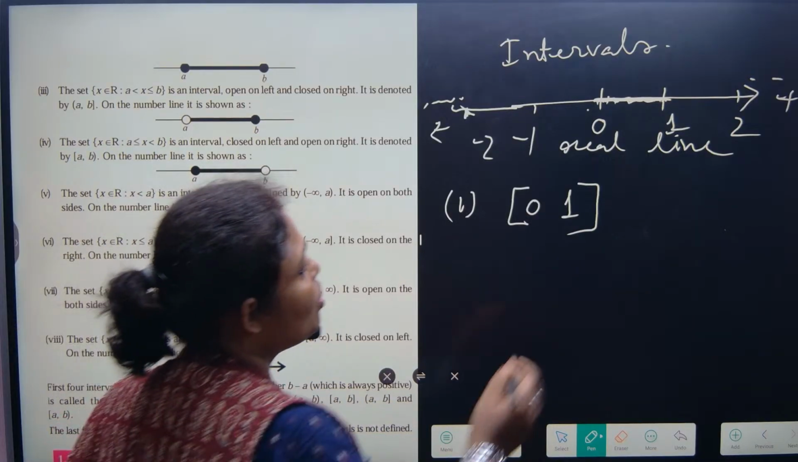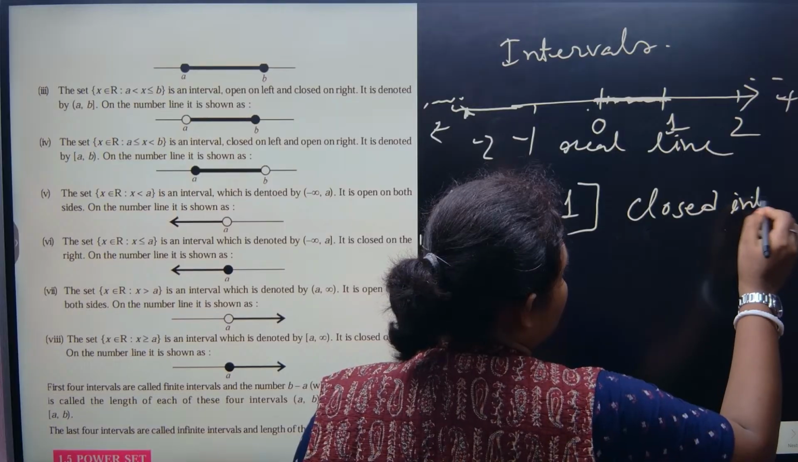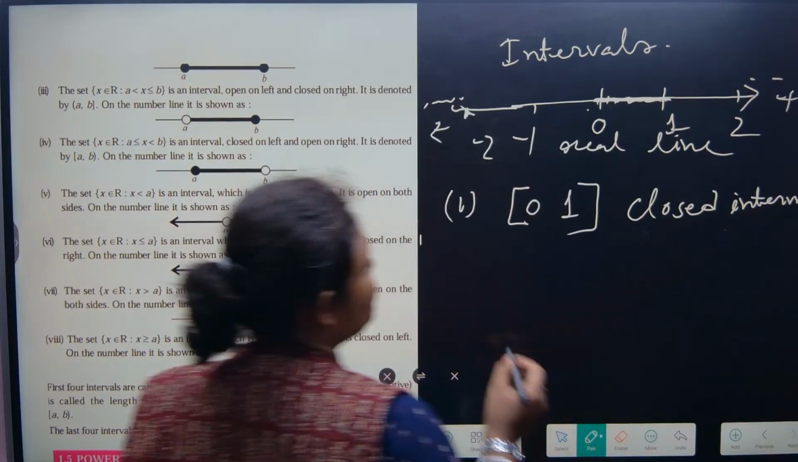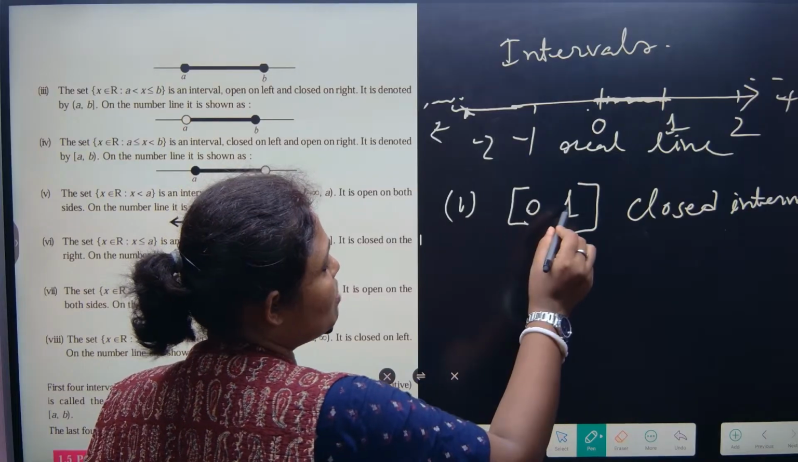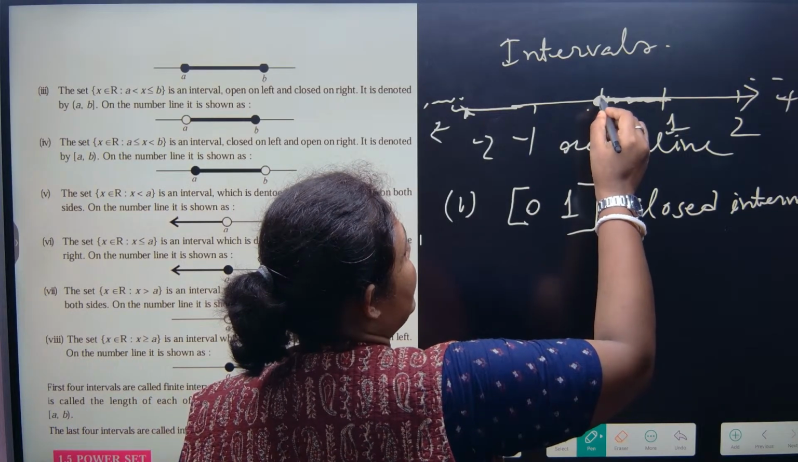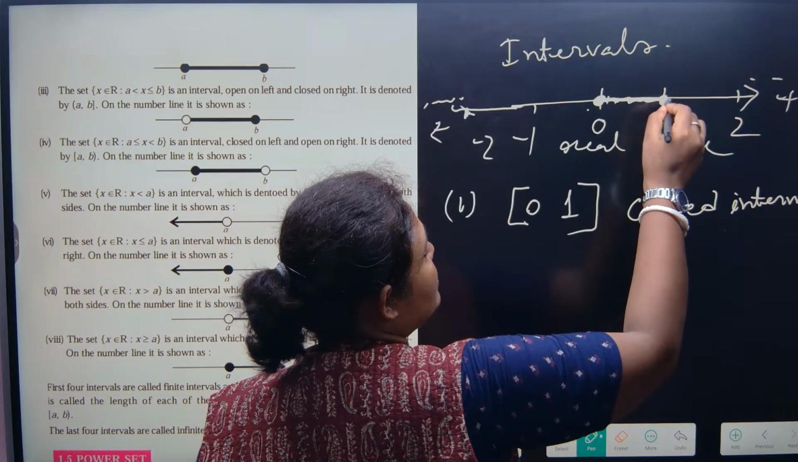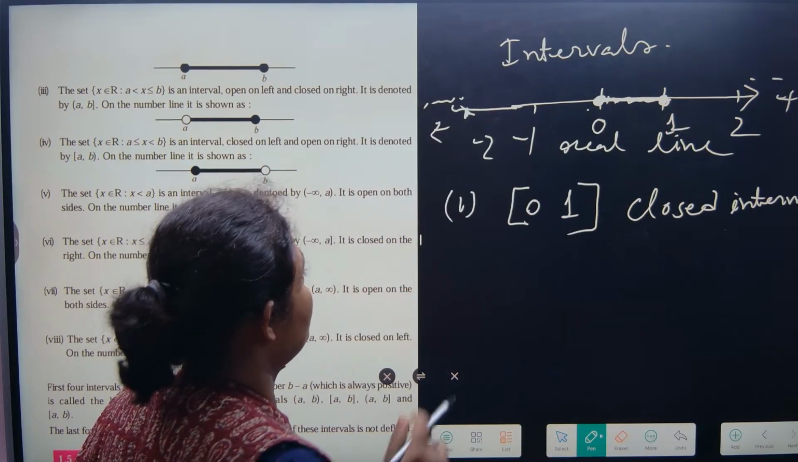This is called a closed interval. That means 0 and 1 both belong to this interval. 0 is there and 1 is also there, so just mark it by darkening the circle. That means we are including 0 and 1.